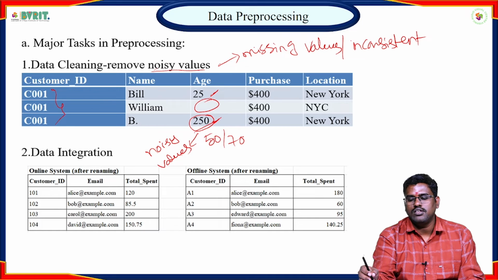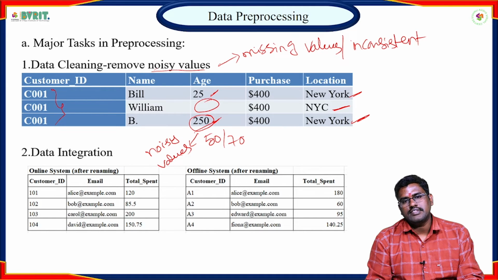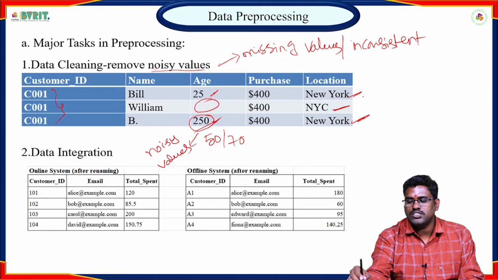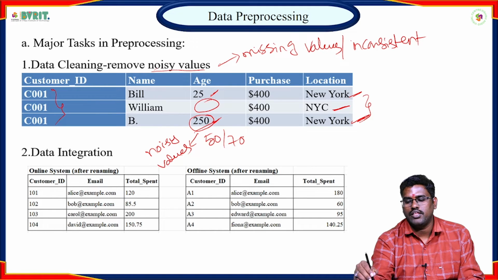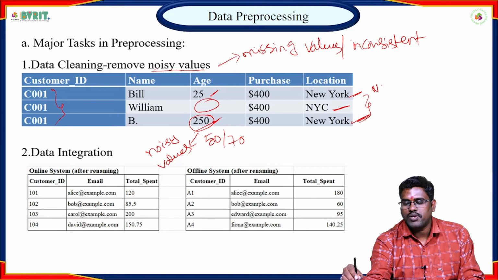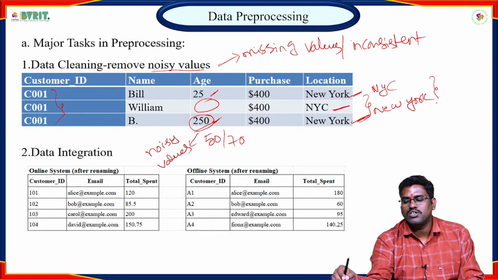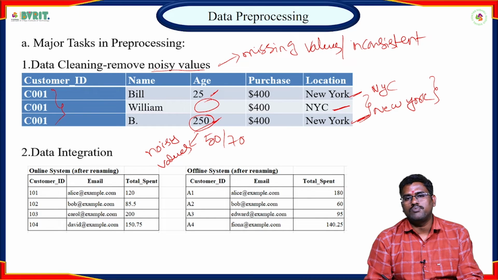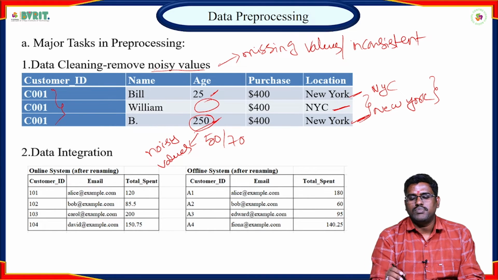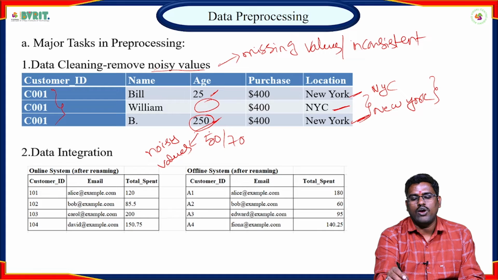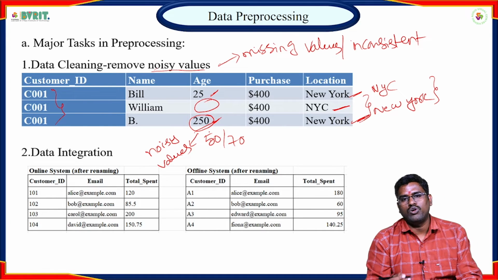And coming to this one, location: here they have given New York, here they have given NYC, and here they have given New York. Inconsistent data means all these locations we have to use in the same format. Either in all places we have to give NYC, or in all places we have to give New York. In a unique manner we need to store the data like this. So that is about inconsistent data, missing values, and noisy values, which means higher than the allowed amount value.